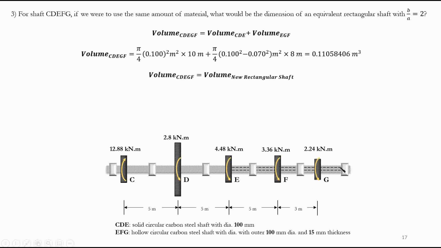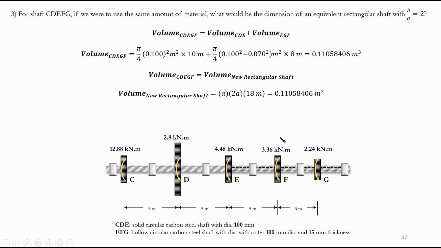So the volume of CDEFG should be equal to the volume of the new rectangular shaft we are trying to find, because we are using the same amount of material. But what is the volume of the new rectangular shaft? The same rule applies: the volume is the area of the base multiplied by the length. Because we're using a uniform geometry for the whole thing, we can use the length GFEDC, the whole length, which is 3 plus 5 plus 5 plus 5, or 18 meters.